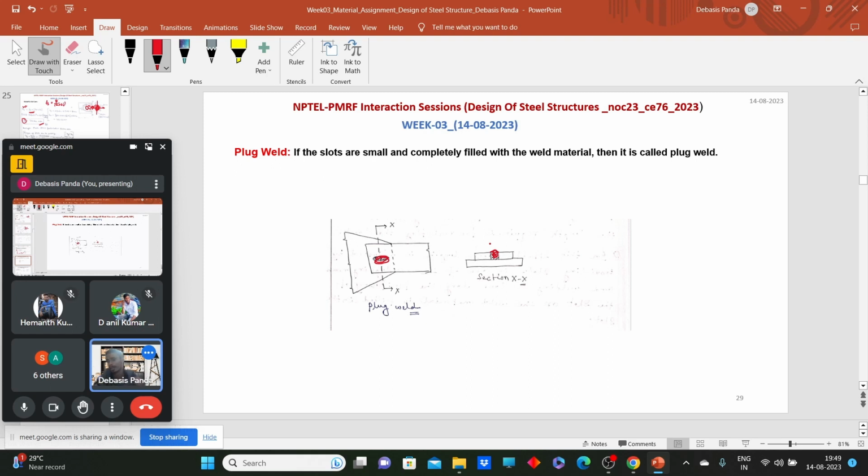So slot and plug, these are kinds of fillet weld. That means while designing the strength of this kind of weld, we need to keep in mind that fillet weld will be governed by the ultimate tensile strength of either the plate, the parent material, or the deposit material, whatever we are depositing as a weld.